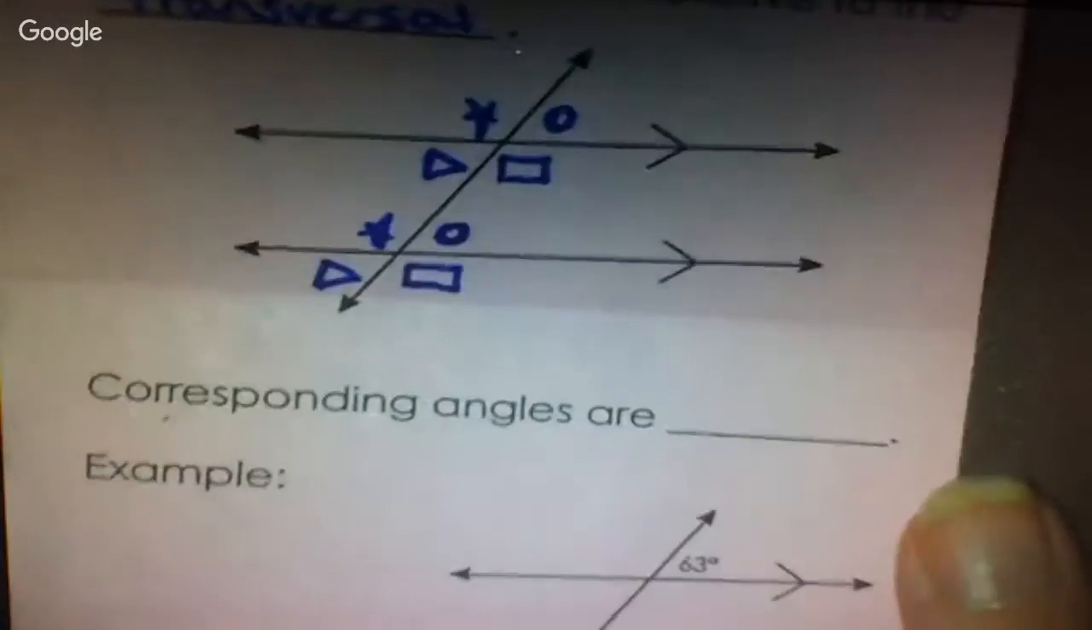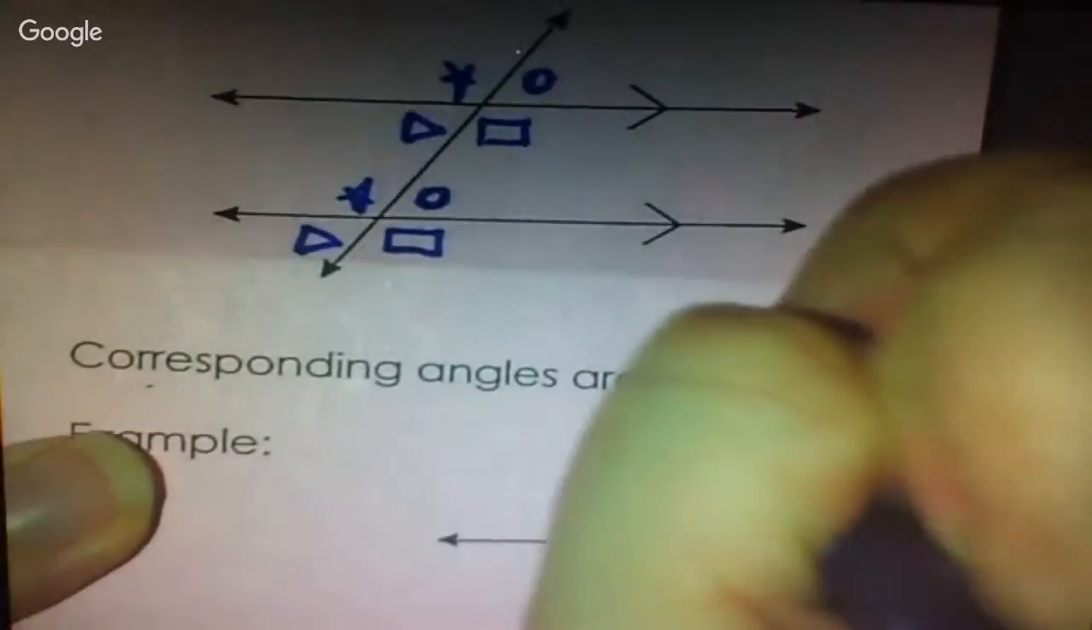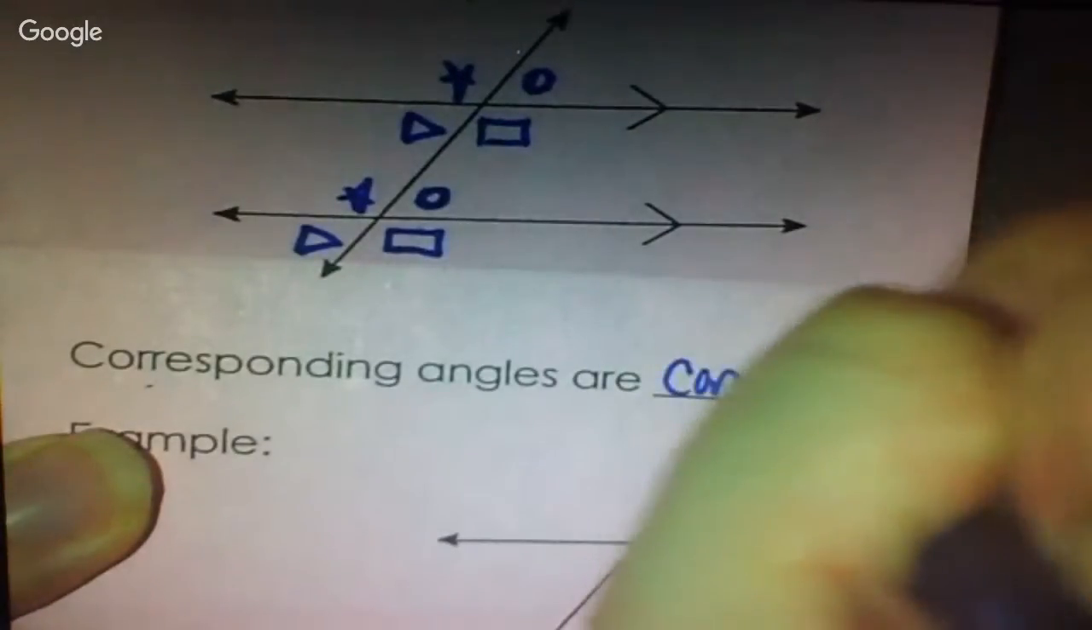The only angles that are going to be supplementary are if they create a line or if they are same side. Everything else is congruent. So corresponding angles are congruent.